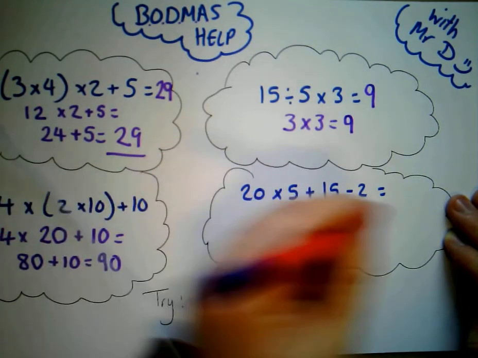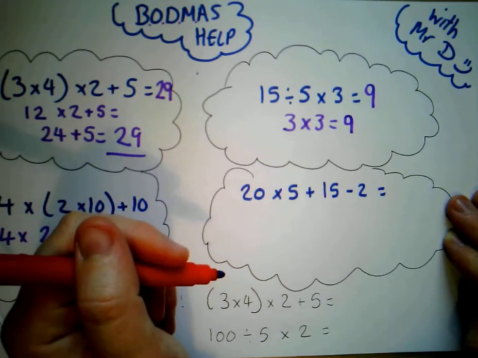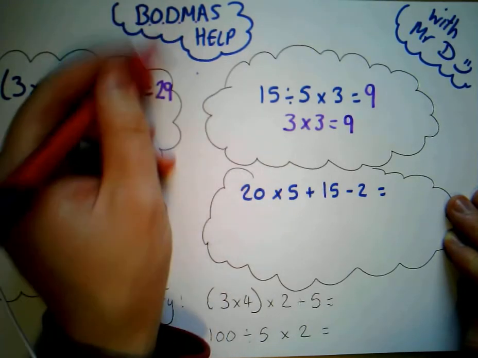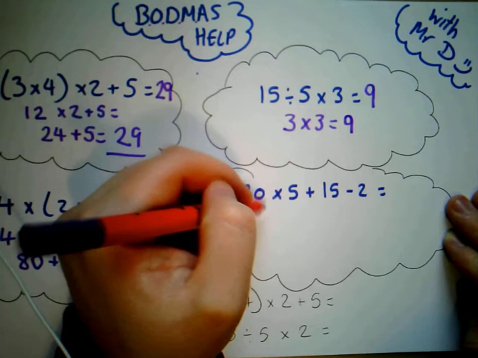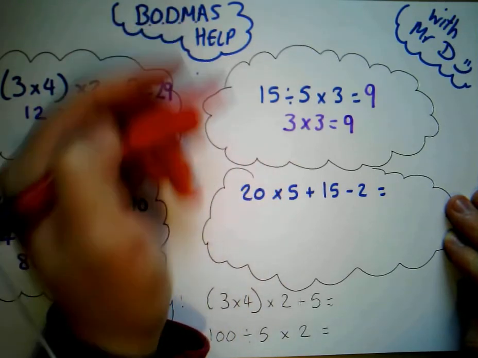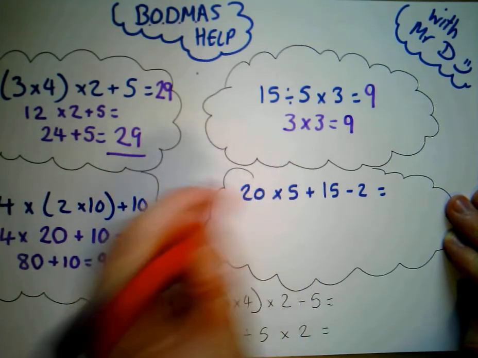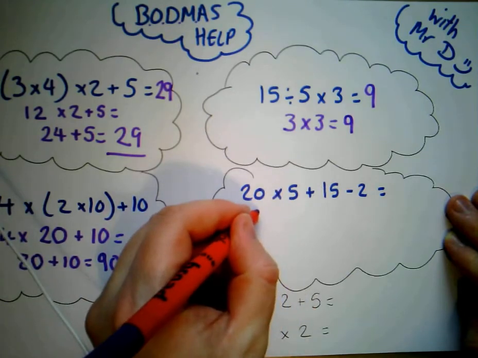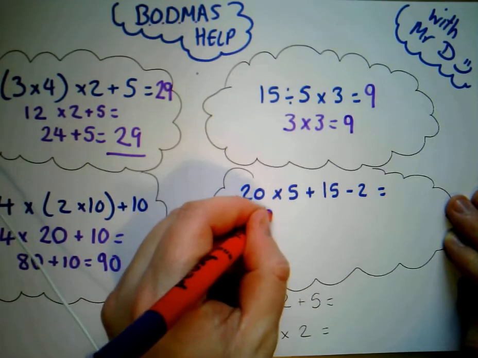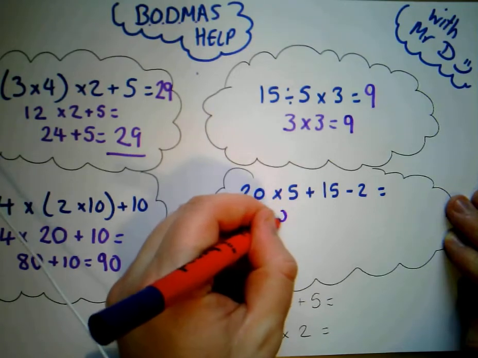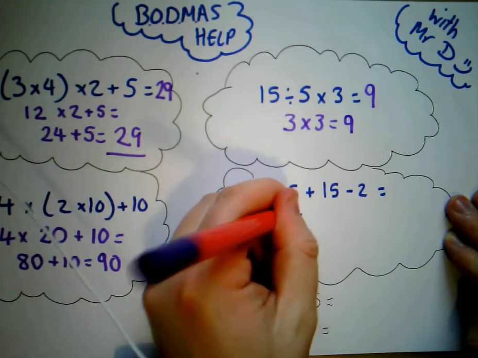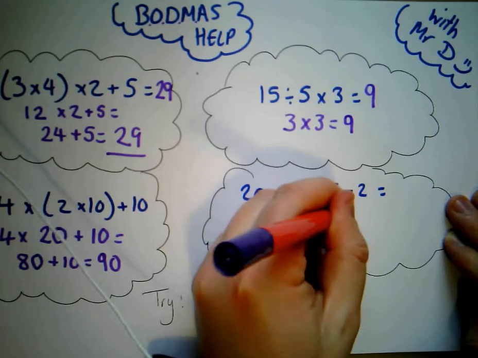Okay, this one, much longer calculation, but we still follow the same systems. So there's no brackets, there's no powers of, there's no division, but there is multiplication. So let's deal with this section first. 20 times by 5, or 2 times 5 is 10, but this is 10 times bigger, so it must be 100. Add on 15, take away 2.